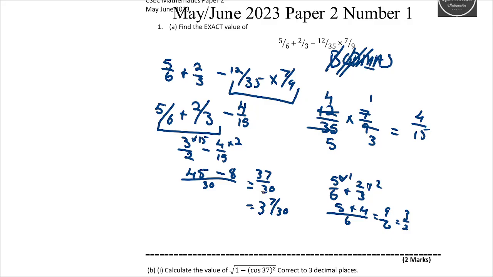Hold on, I put 3. 30 into 37 is 1. 1 and 7 over 30. So my answer is correct.